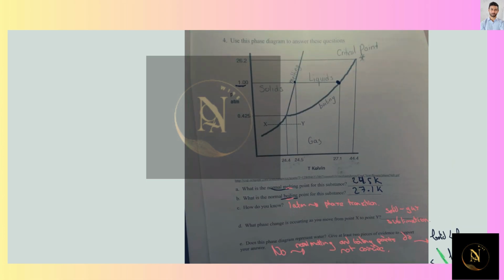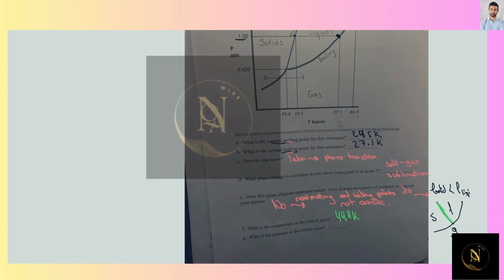Next up, what is the temperature at the critical point? The critical point is going to be in which we have this section, so the temperature would be 44.4 Kelvin, and the pressure corresponds to, as you wrote down correctly, 26.2 atmospheres.